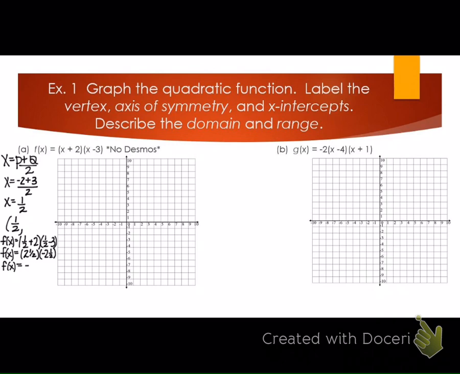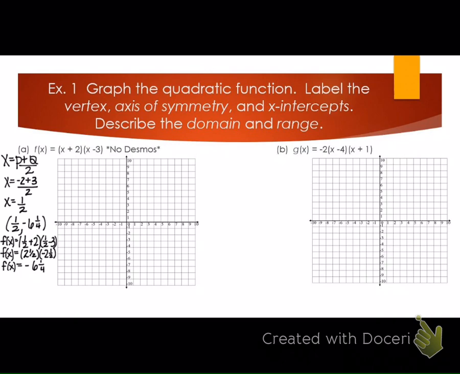Negative. We know it's going to be negative because a positive times a negative. But what is the answer going to be? 6 1/4. Negative 6 1/4. Now, f of x is the same thing as y. So that is the y coordinate of my vertex. All right, negative 6 1/4.